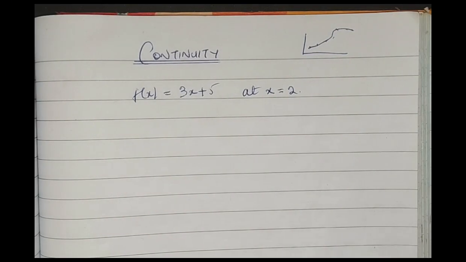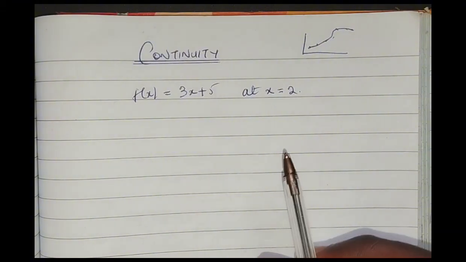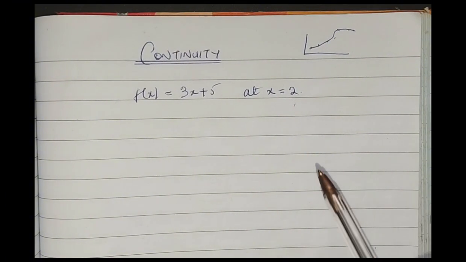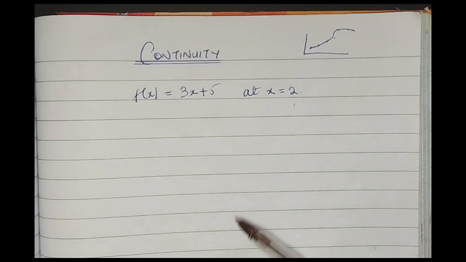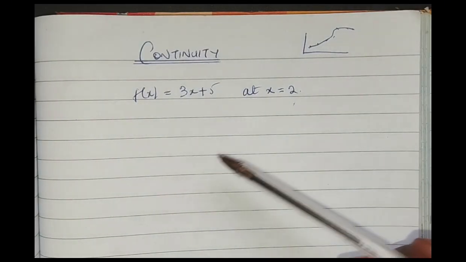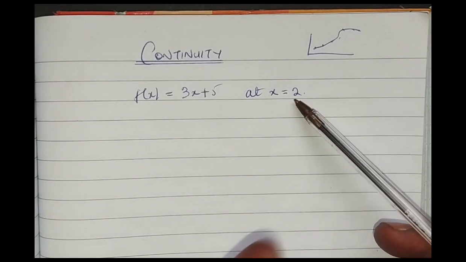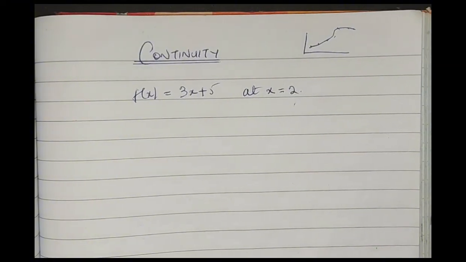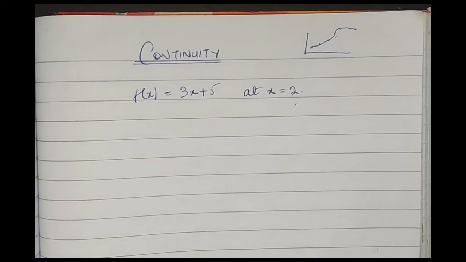That is actually continuity. All the points around or up to 2, is it continuous? Or is this function continuous around the neighborhood or at 2? Let's find out. Now the question is this: when is a function continuous?